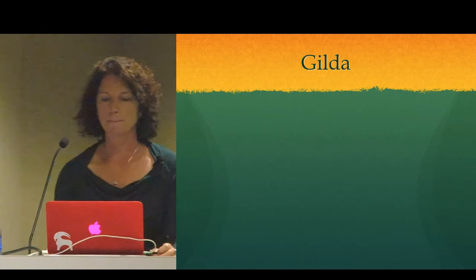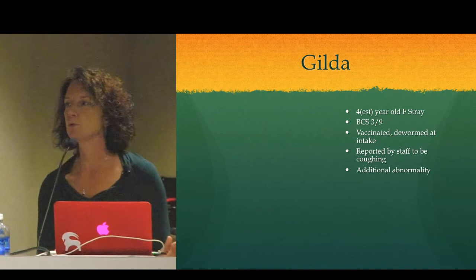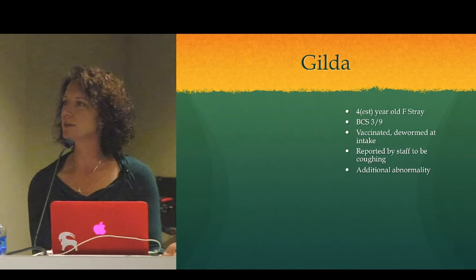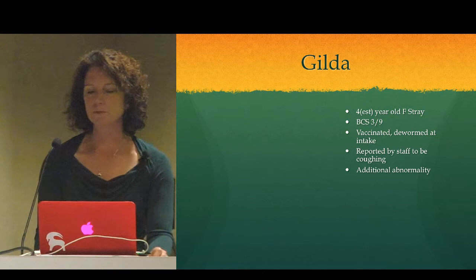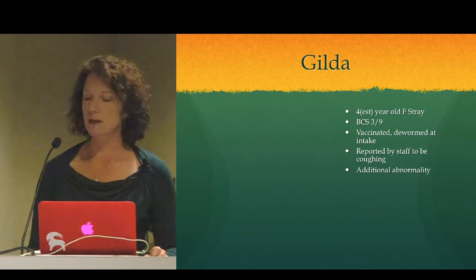Okay, so let's talk about Gilda. Gilda is estimated to be a four-year-old female stray who was brought into our shelter. I'm not showing you the picture yet on purpose. Body condition score is 3 out of 9. Danny, are you here? Yeah, Danny, no giving away anything. Body condition score, 3 out of 9. We vaccinated and dewormed her at intake. So our protocol was FVRCP and a rabies at intake, Drontal at intake, FeLV, FIV negative, tested at intake.